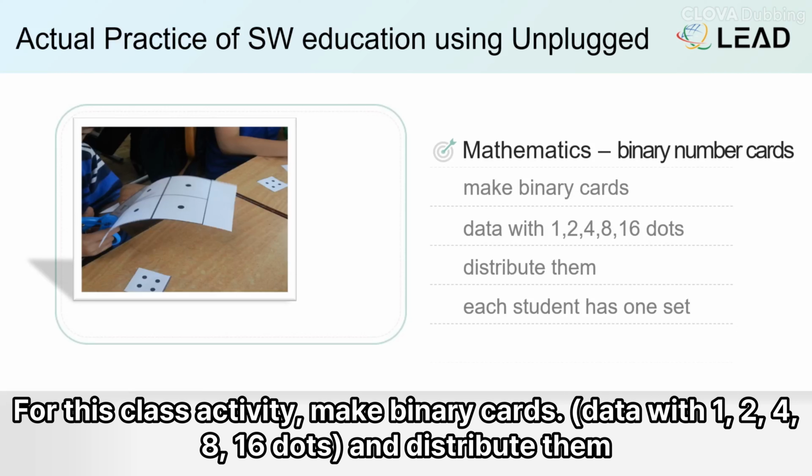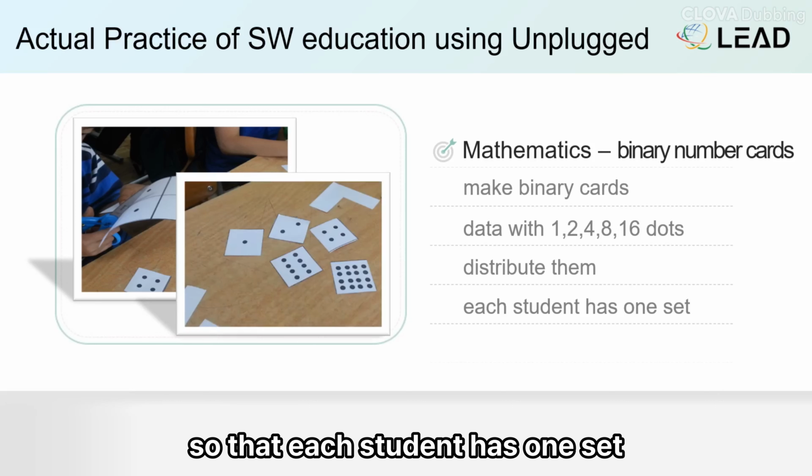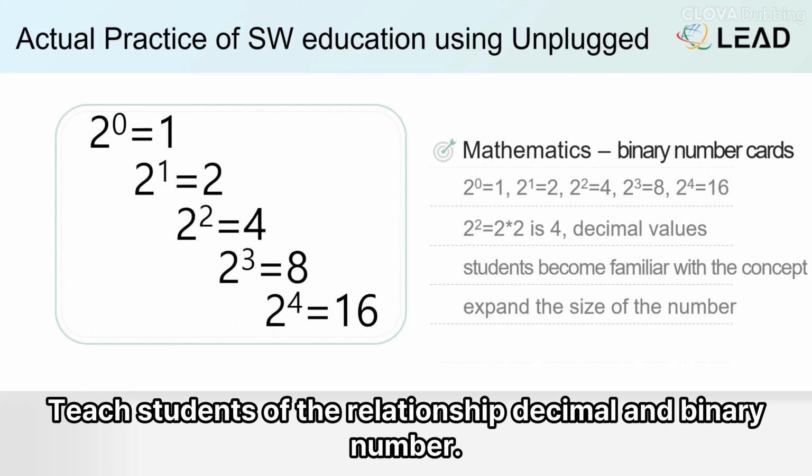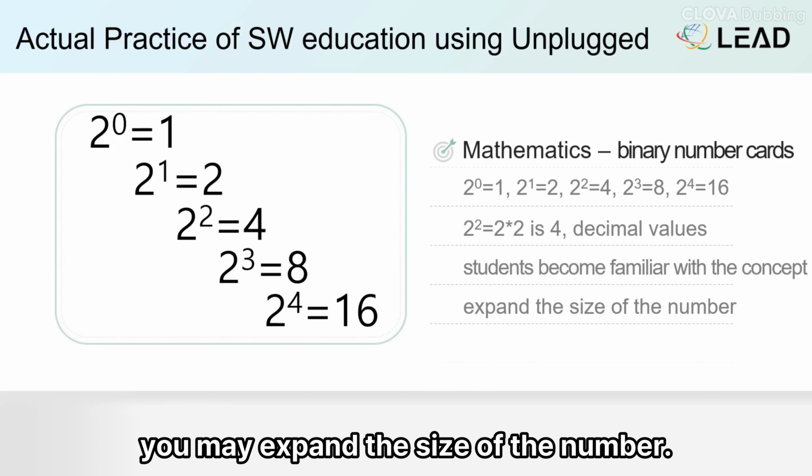For this class activity, make binary cards and distribute them so that each student has one set. Teach students the relationship between decimal and binary numbers. As students become familiar with the concept, you may expand the size of the number.